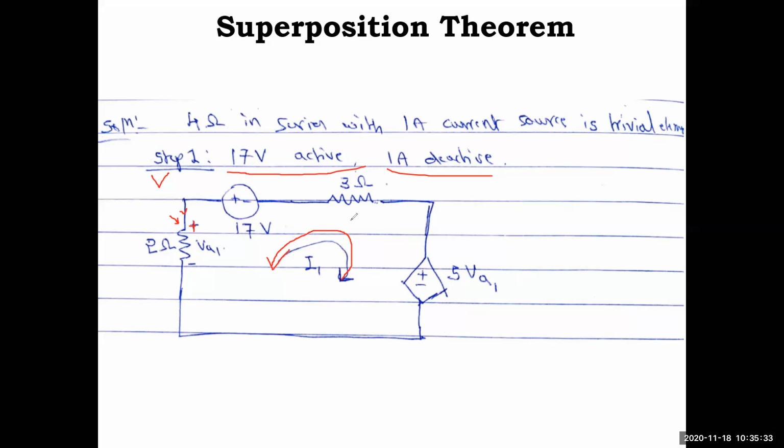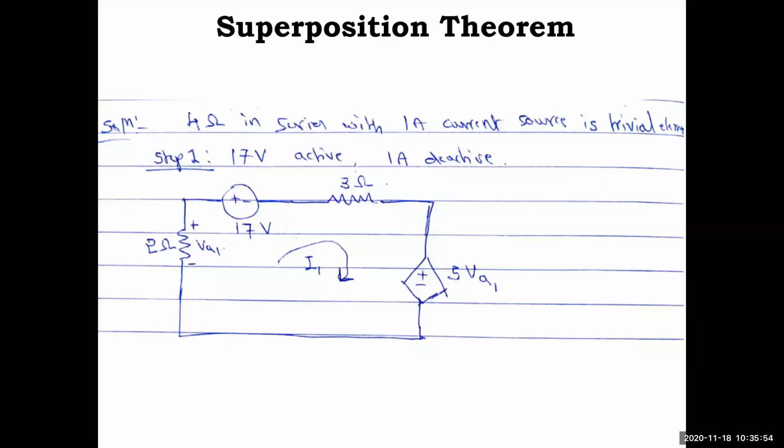So minus 5VA1. So current direction is like this. So this will have plus minus. So this is minus, this is plus 3i1. Okay, i1 is the current. Then here minus is there, so minus 17. Then here plus is there, plus 2i1 is equal to 0.